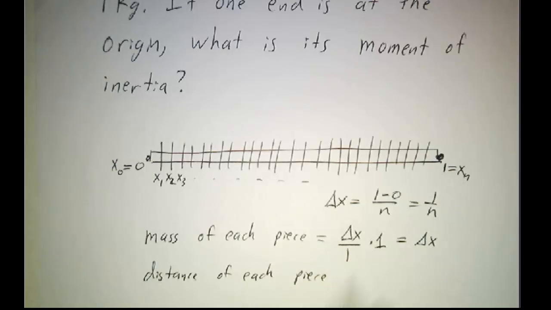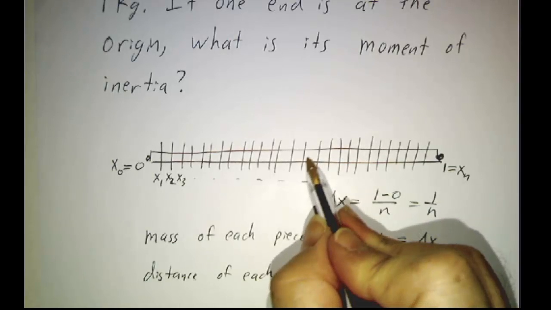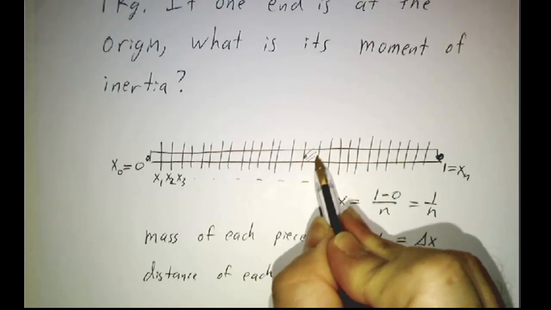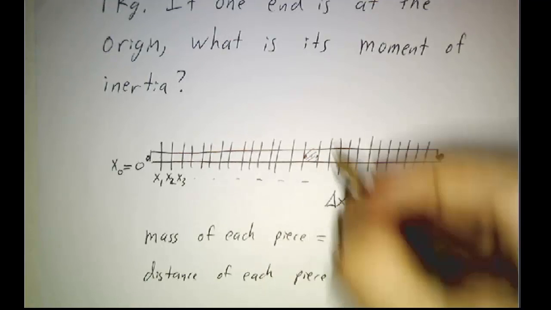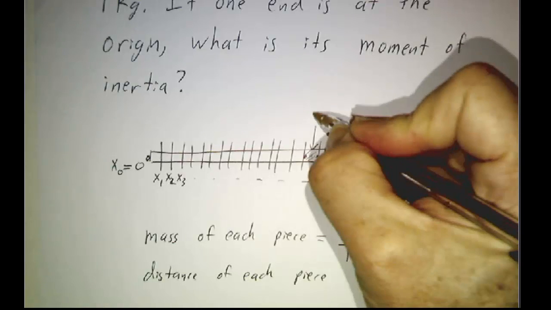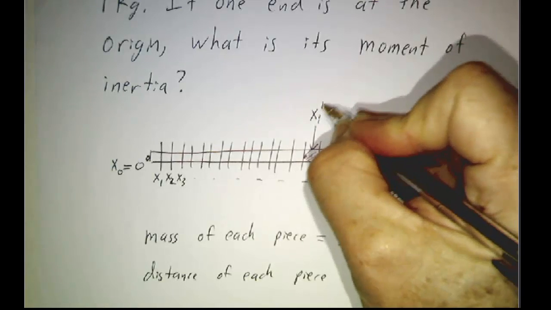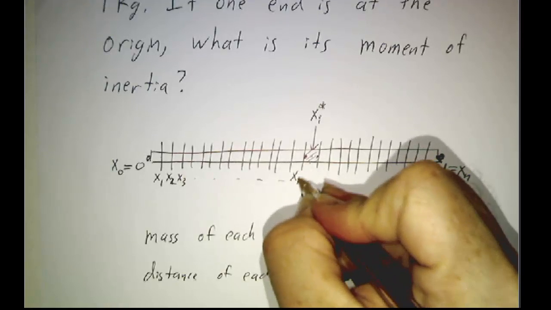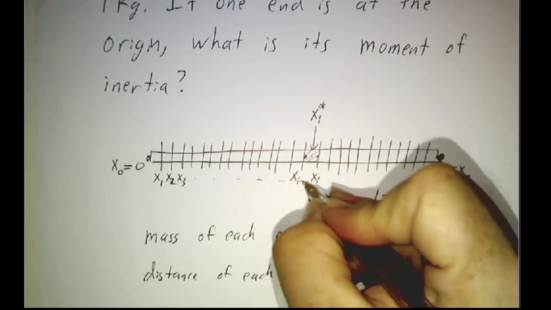And then the distance of each piece, well, there it's not exactly a constant. If you're talking about this piece right here, you might mean the nearest distance or the farthest distance, or you might take a point in the middle. Call that point in the middle xi star if this is the ith piece. Xi star is somewhere between xi minus 1 and xi.